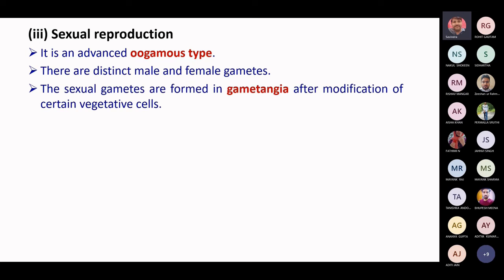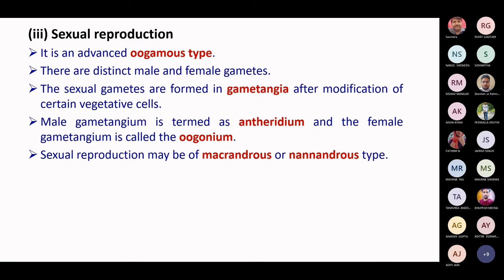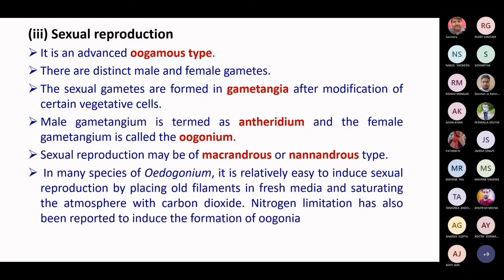There are distinct male and female gametes. The sexual gametes are formed in gametangia. Okay, the male gametangium is known as antheridium and the female gametangium is known as oogonium. Antheridium and oogonium, that I already told you. And sexual reproduction may be of macrandrous or nannandrous type. This point I added, but this point is only for your theory purpose. In many species of Oedogonium, it is relatively easy to induce sexual reproduction by placing old filament in fresh media and saturating the atmosphere with carbon dioxide.